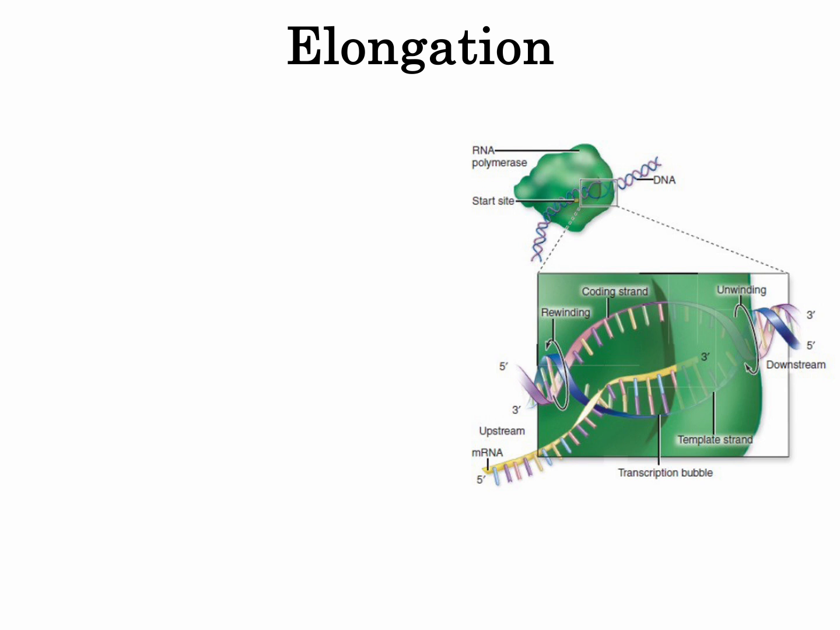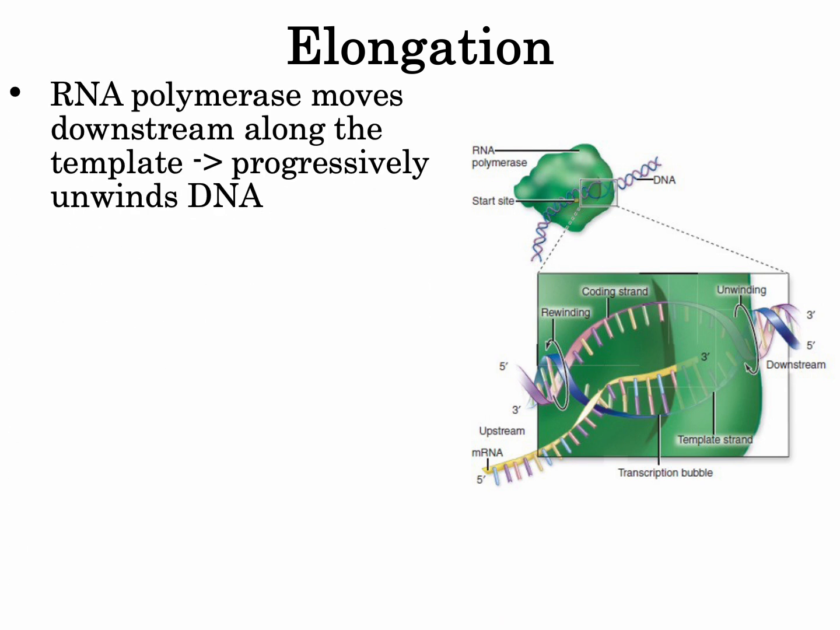Once it is added, the RNA polymerase moves downstream from the start site. So the end of the initiation is demarcated by adding those first nucleotides together and leaving the promoter region and starting to go into the elongation step.